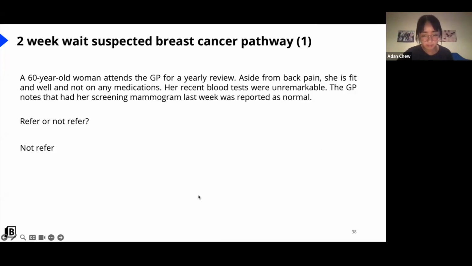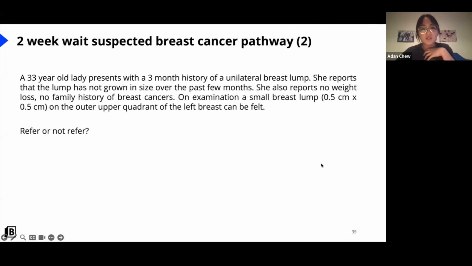Any questions? Okay, I'll assume that there's no questions and move on. Right, so the next case, the final case, is a 33-year-old lady presenting with a 3-month history of a unilateral breast lump. She reports that the lump has not grown in size over the past few months, and she also reports no weight loss and no family history of breast cancer. On examination, a small breast lump on the upper outer quadrant of the left breast can be felt. Would you refer this lady for a triple assessment or not?